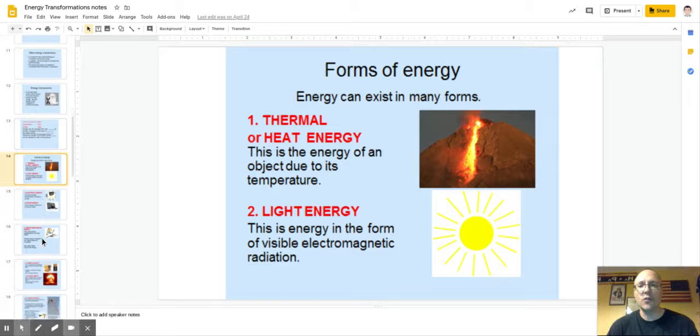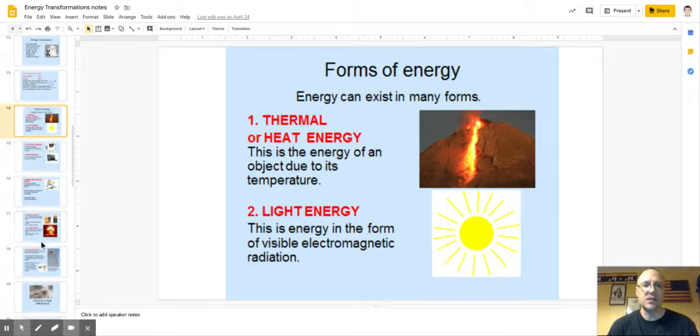So when we look at forms of energy, energy can exist in several different forms. The first one we'll talk about here is thermal or heat energy. This is the energy of an object due to its temperature. Remember the kinetic theory of matter, that all matter is made up of atoms and particles, right? And those atoms and molecules are constantly in motion. And the faster they're in motion, the higher the temperature. The slower they're in motion, the lower the temperature.